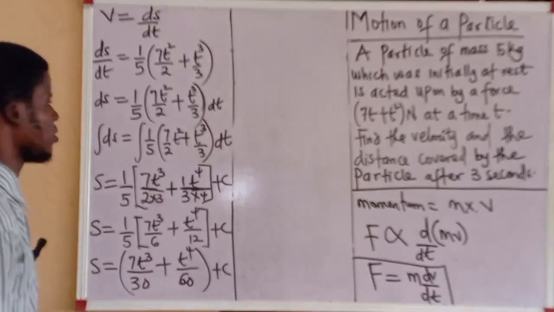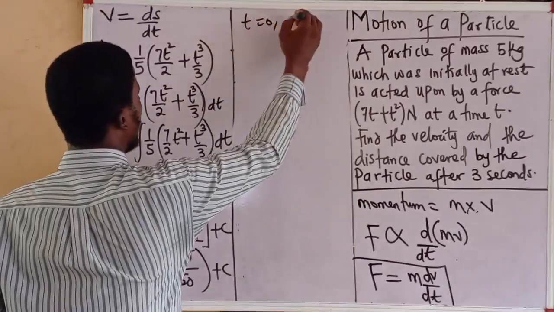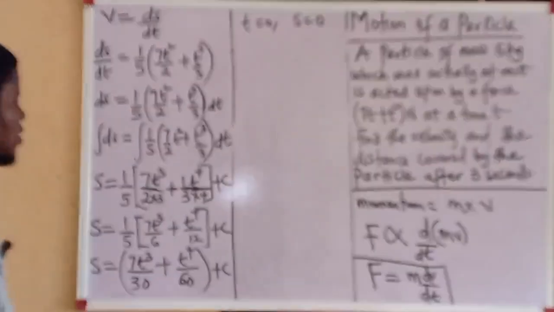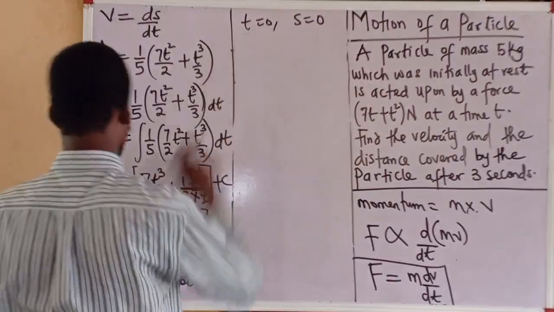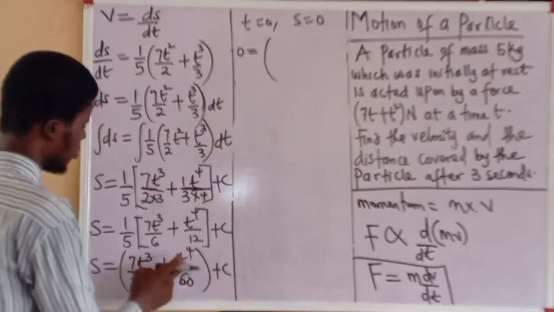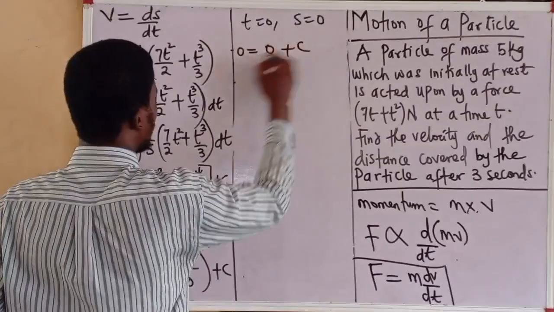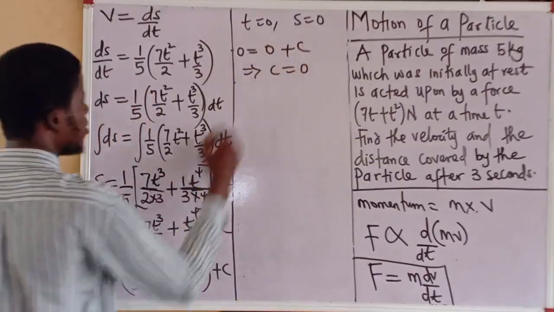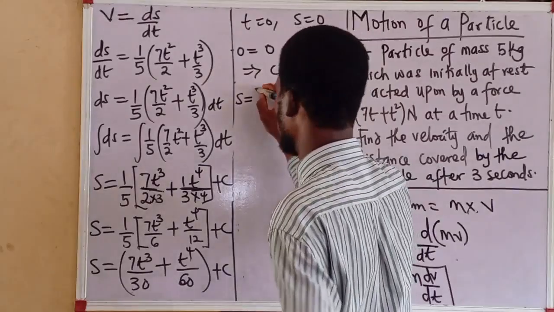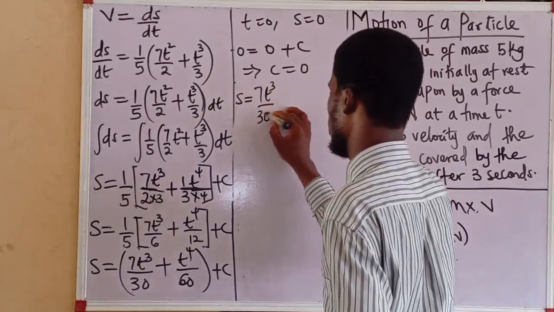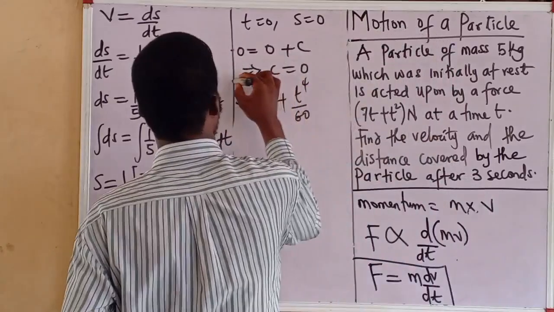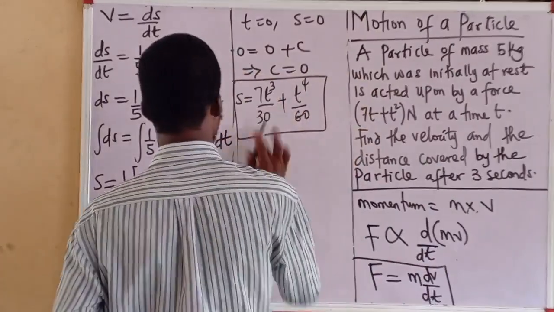Using the same initial condition, that is t equal to 0 and in this case s equal to 0, so that we can get the value of c. S is 0, t is 0. So 0 is equal to, everything here will still be 0, 0 plus c. And this implies that c is equal to 0. So the distance equation is this: 7t cubed all over 30 plus t to the power of 4 all over 60. So this is the distance covered by the particle at any time t.